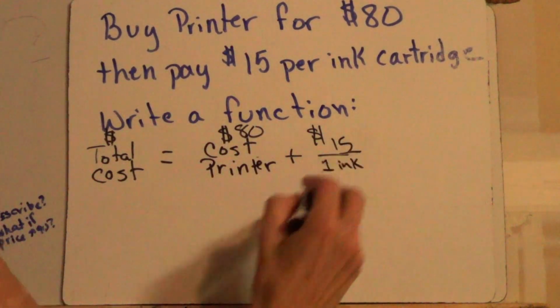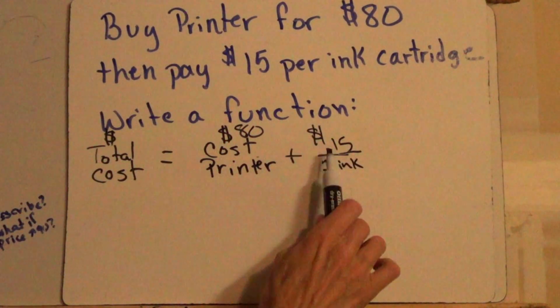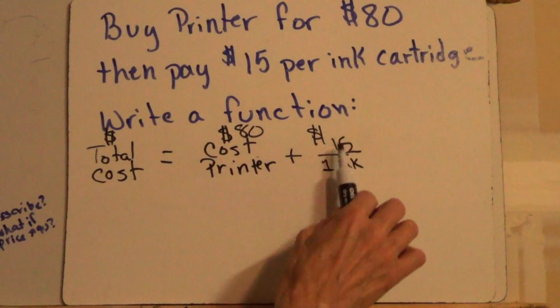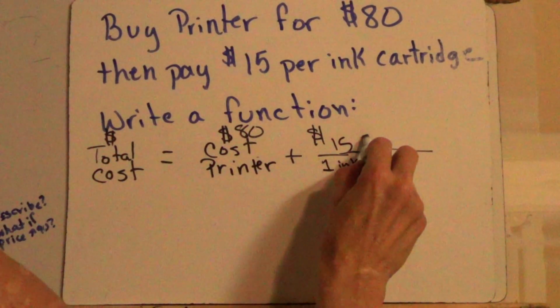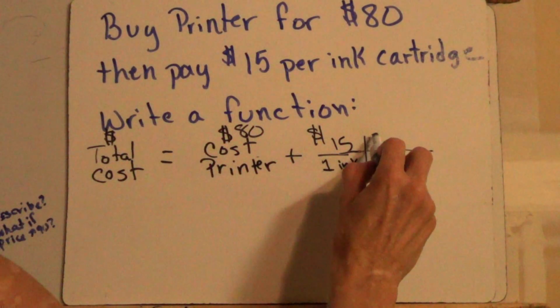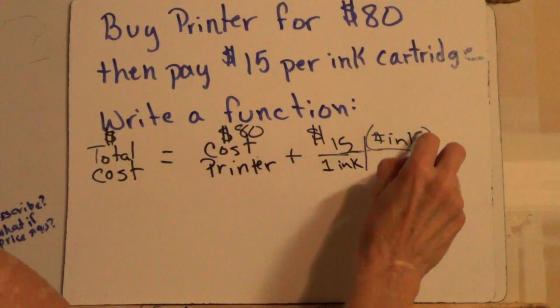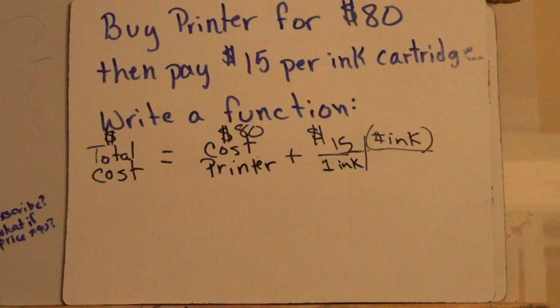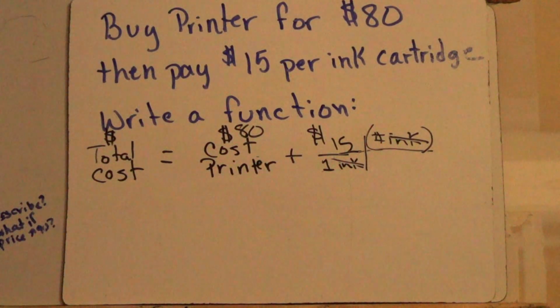Now, we have to get rid of that ink down there. We can't have a unit that's being divided and try to add it to this. Order of operations would cause us to have to get the division worked out first. So unit analysis, we need to multiply this by the number of ink cartridges we buy. So if we buy 2, it would be $30 that we add to the 80. We can see here that our ink would cancel, and we're going to end up with dollars plus dollars. That's exactly what we want.